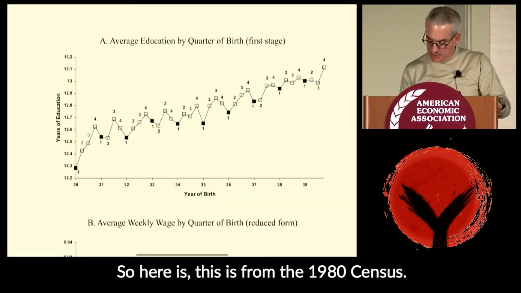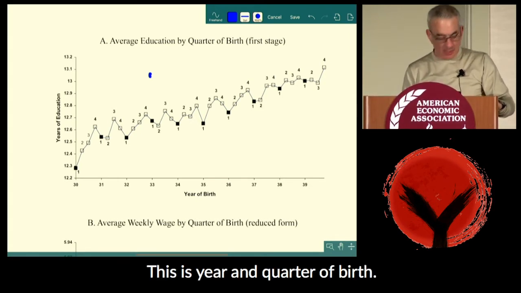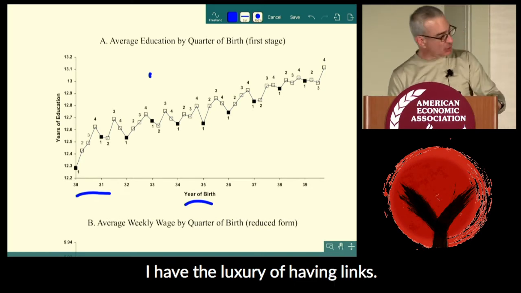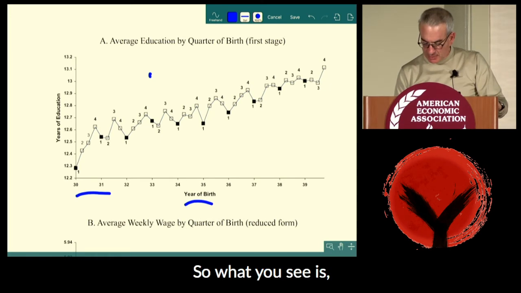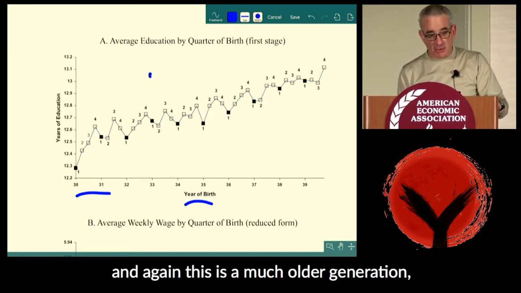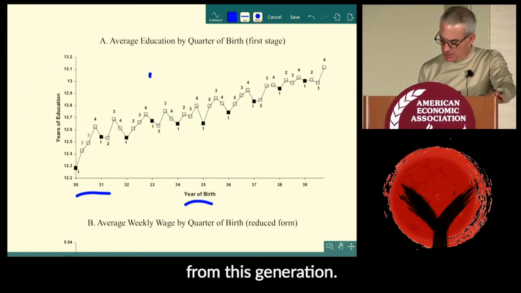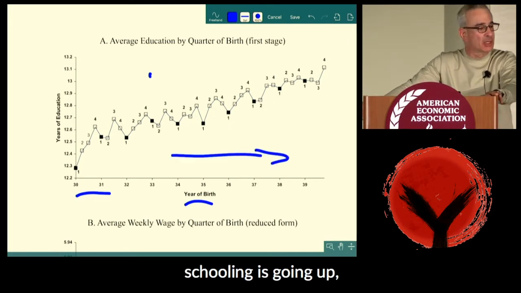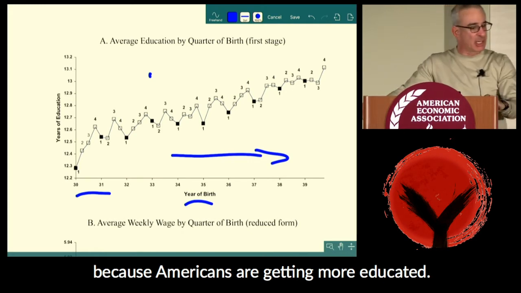So here, this is from the 1980 census. This is year and quarter of birth. This is at the back of your handout. I have the luxury of having links. So what you see is, and again, this is a much older generation. I doubt there's anybody in the room from this generation. As we get to more recent birth cohorts, schooling is going up because Americans are getting more educated.